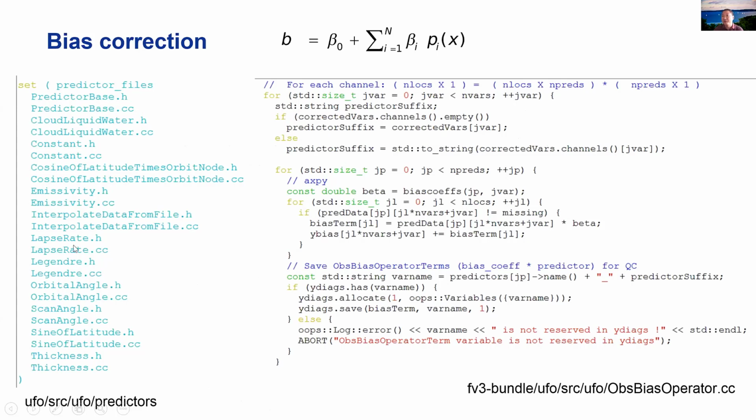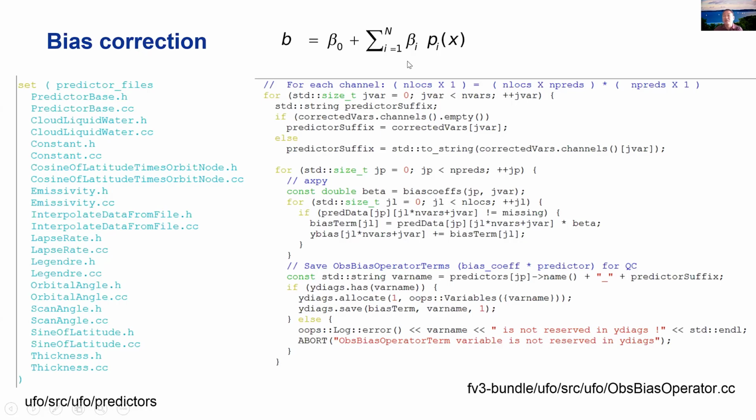Here is what the bias correction looks like in UFO. Here I listed the predictors in the UFO source code, the UFO predictors. So from the names of the functions, you can also guess what the predictors are. And once we get the predictors, here in the obs bias operator .cc, we compute the sum of the predictor contributions, for each channel, for each predictor, and then the y bias is the sum of all the predictors. So this is the implementation of the bias correction currently in UFO.